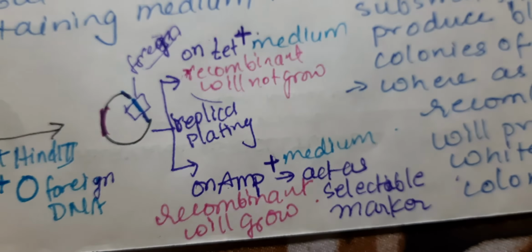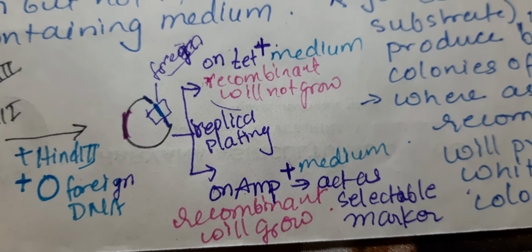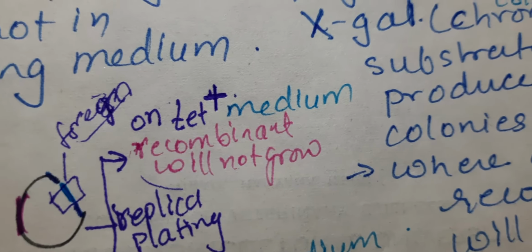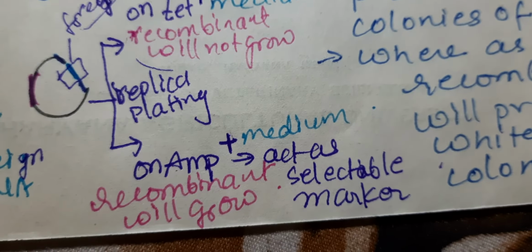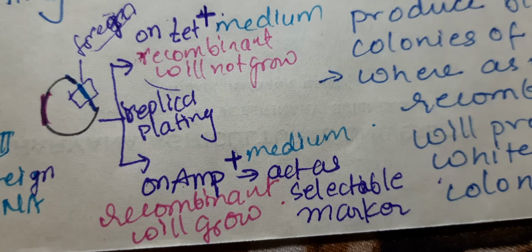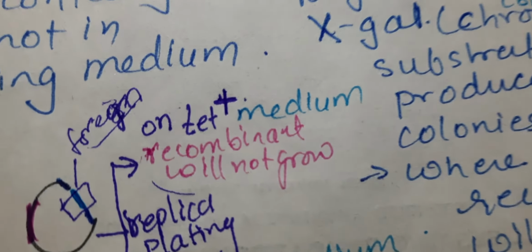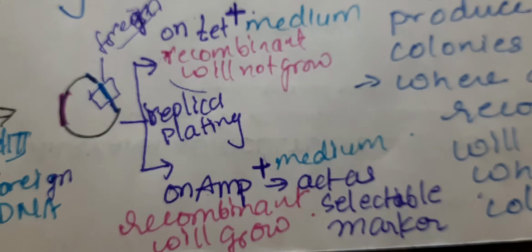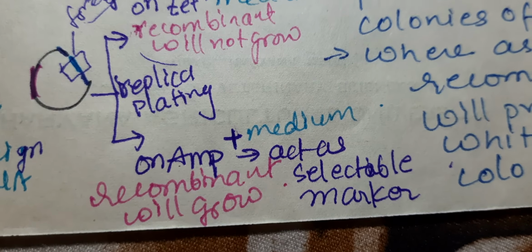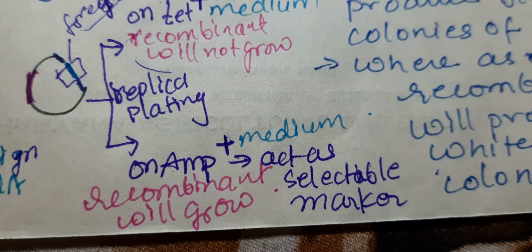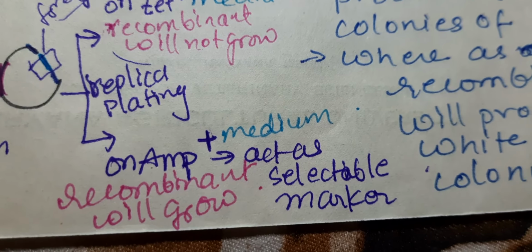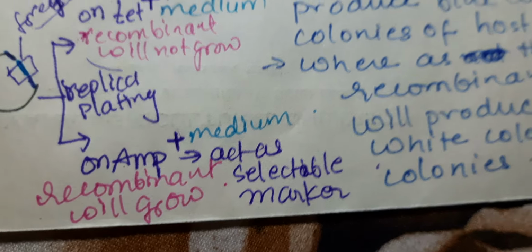After this, we'll do the plating, that is on the medium containing tetracycline, the E. coli cells are plated, and on the medium containing ampicillin, the E. coli cells are plated. The recombinant will not grow on tetracycline, whereas they will grow on ampicillin. So recombinants are selected from the ampicillin containing medium, and here the ampicillin imparts the selectable marker.